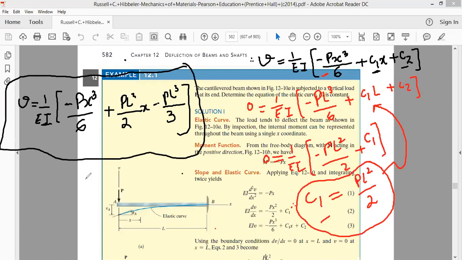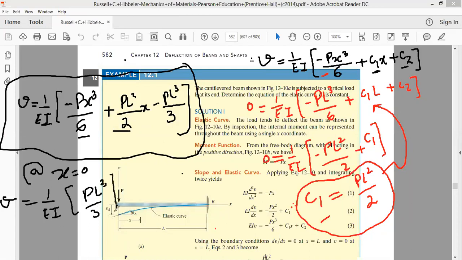Now, what will be the deflection at x is equal to 0, at the free end? At x is equal to 0, that is at this free end, what will be the deflection? Substitute x is equal to 0 in this equation. Deflection will become equal to 1 by EI multiplied by this term, and this term will cancel. It will be PL cube by 3, but minus, because deflection is downward. So the deflection at the free end of a cantilever beam is PL cube by 3EI.